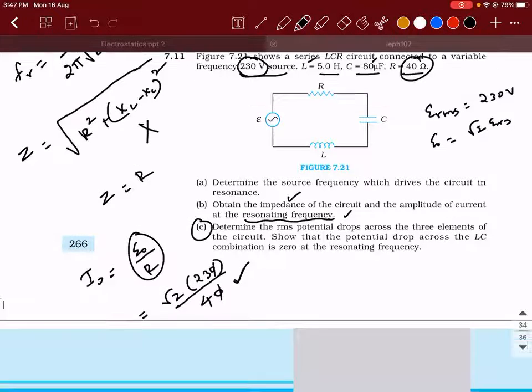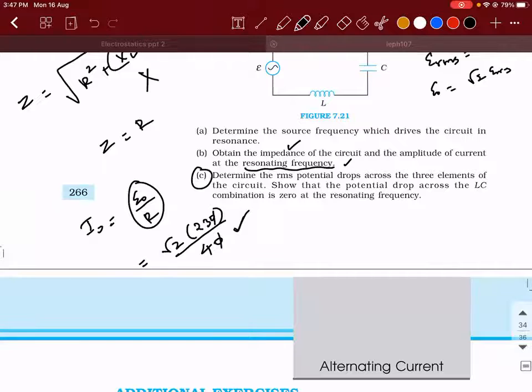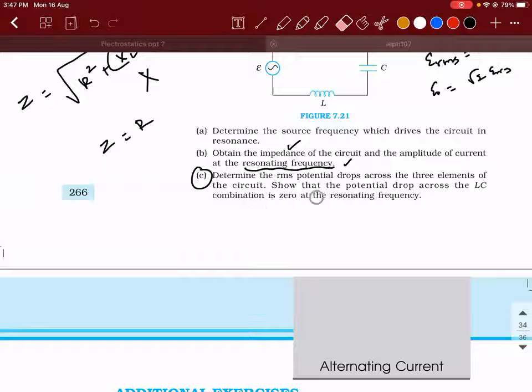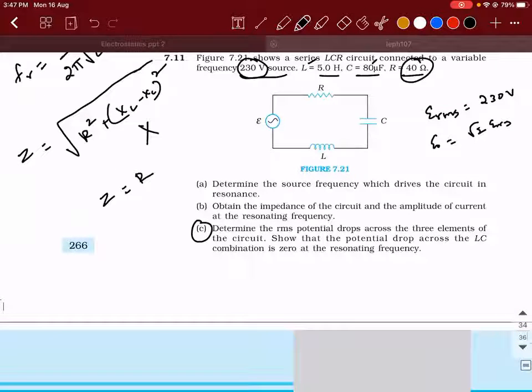Okay, what is the answer for C? Determine the RMS potential drops across the 3 elements of the circuit. Will you be able to do it? Could you just tell the steps we have to follow for C, sir? For which one? Third one? Yes, sir, the procedure. Okay. What you have to do now?